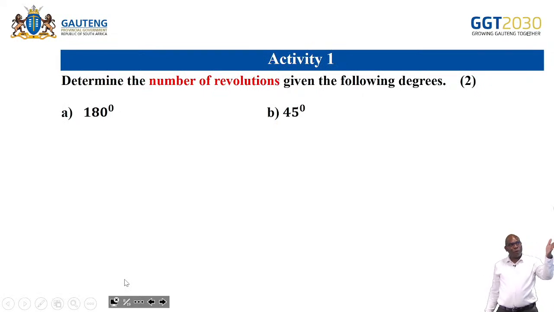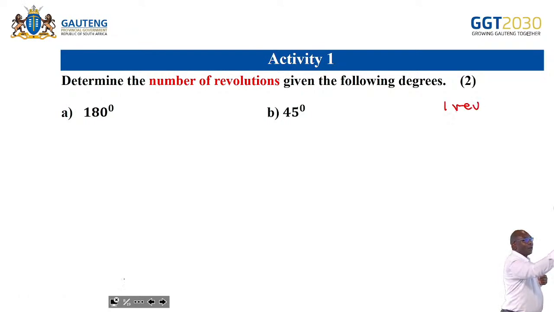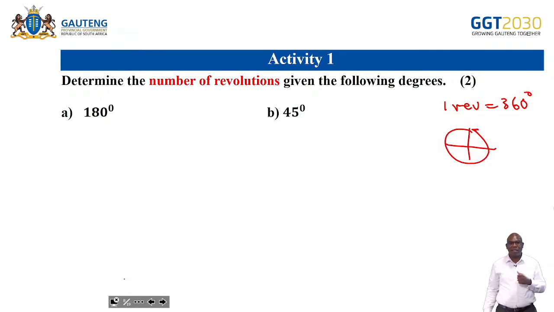Determine the number of revolutions given the following degrees. So the degrees are given. We need to find the number of revolutions in the degree. Remember we said one revolution will be 360 degrees. That's one revolution. So if I've got the whole cycle there, the revolution is 360 degrees.